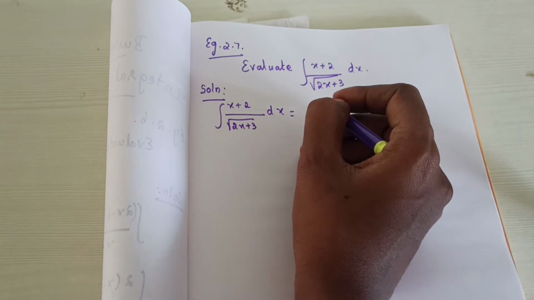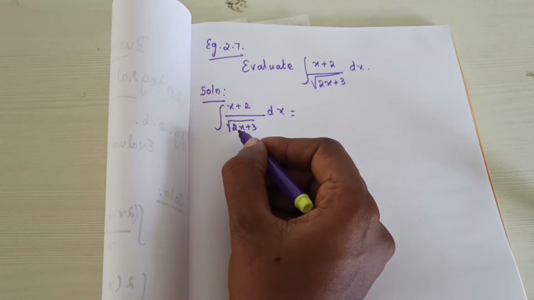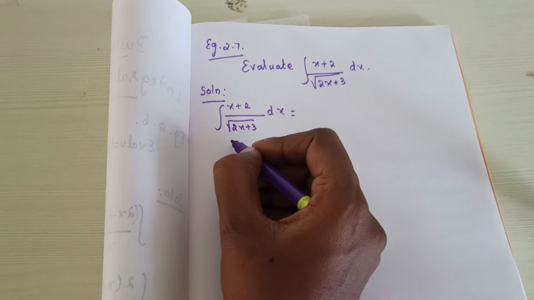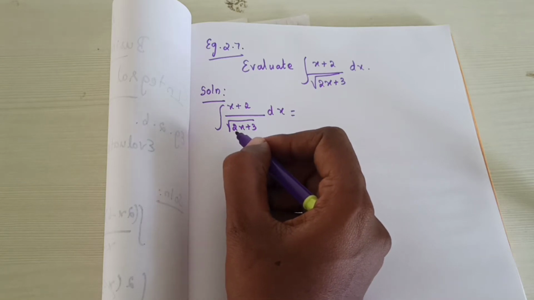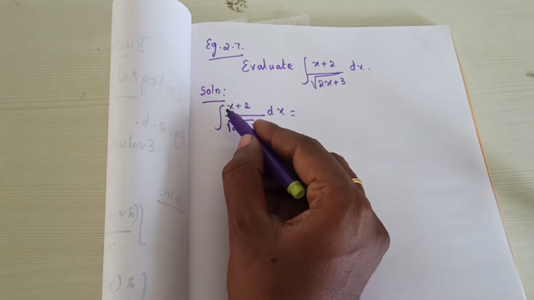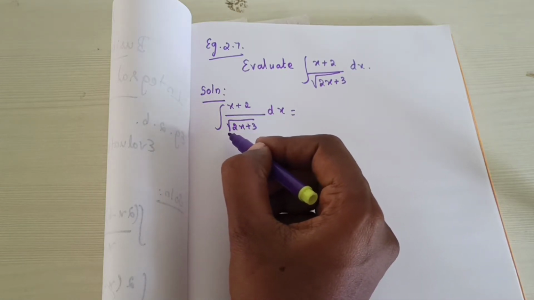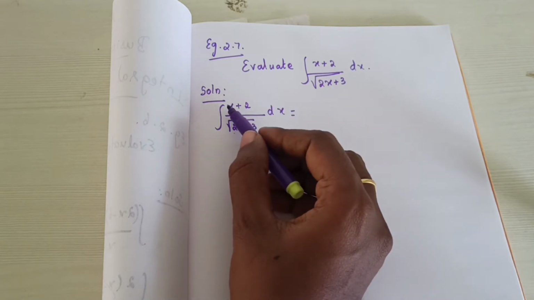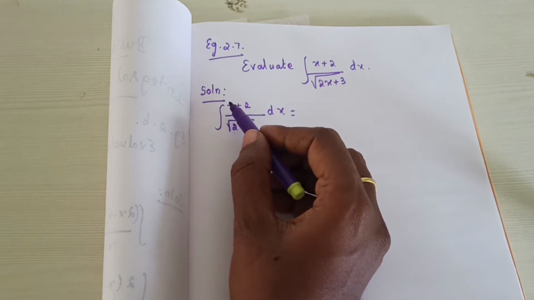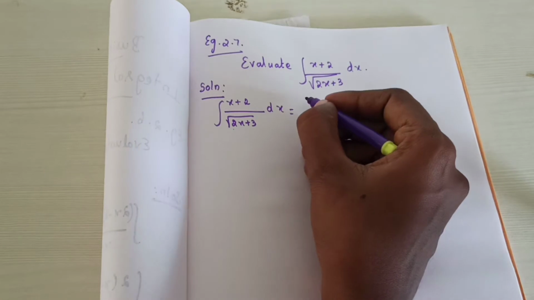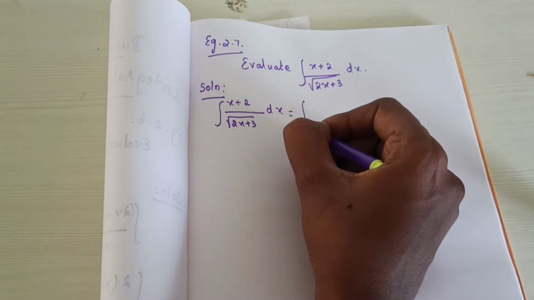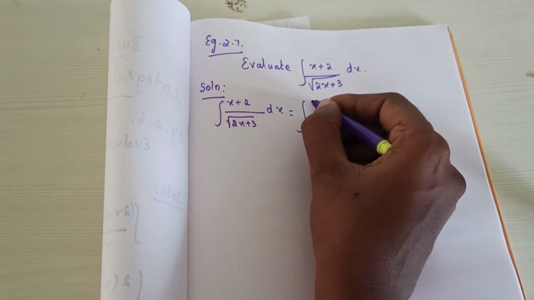first what you need to do here is, what's the coefficient of x? The coefficient of x is 2. That same coefficient you need to bring to the numerator also. Understand? The coefficient of x in the denominator is 2, so for that you need to make the numerator's x coefficient 2. For that what we will do is take 1 by 2 outside the integration.